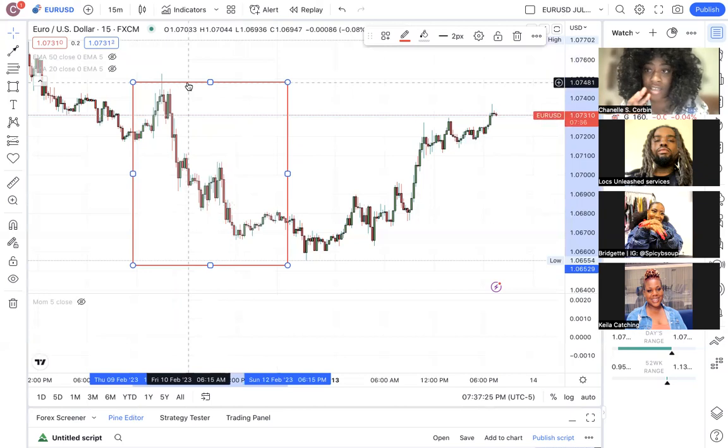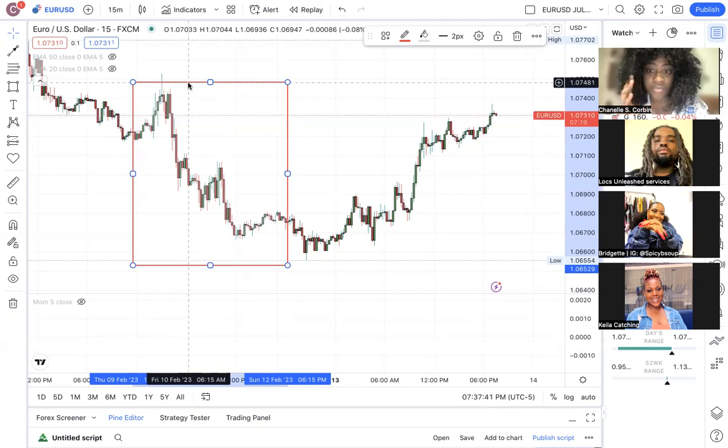So if we understand how to visually and technically identify a downtrend and it's making sense, just drop some sevens in the chat. Then I'm going to go to an uptrend. Then we're going to talk about breaking structure.